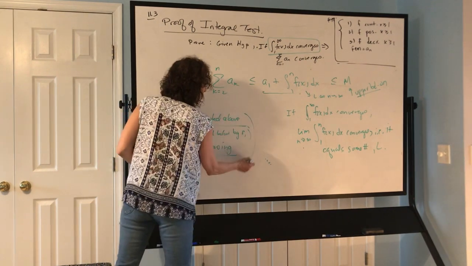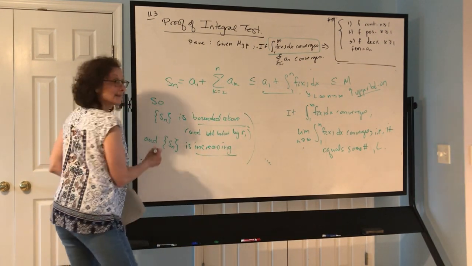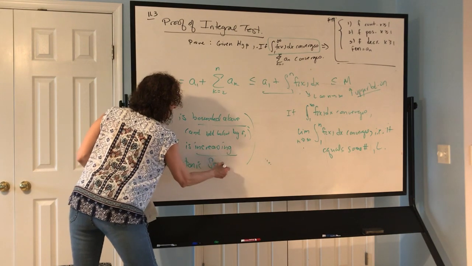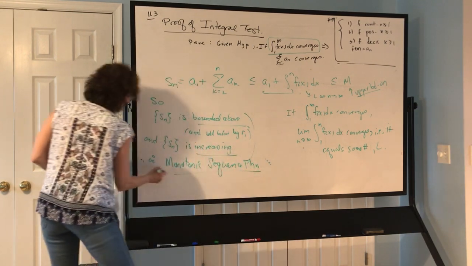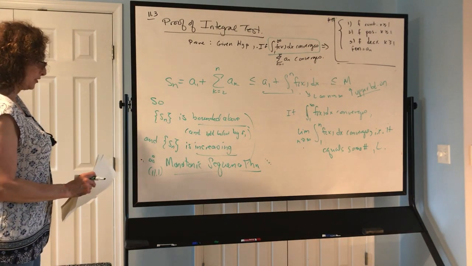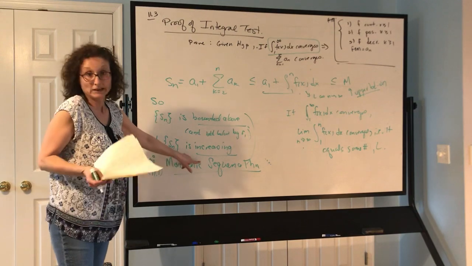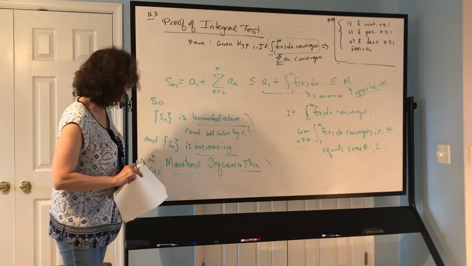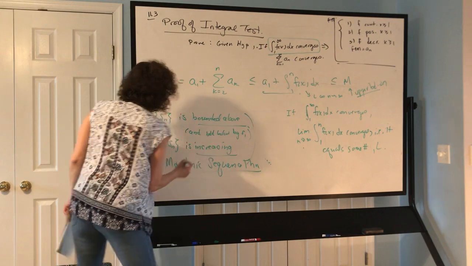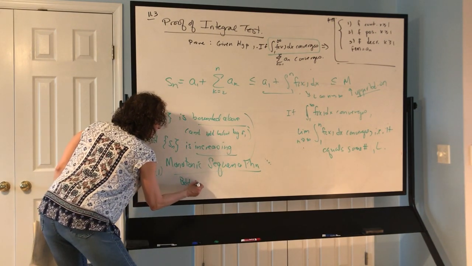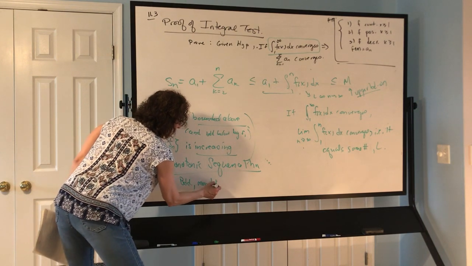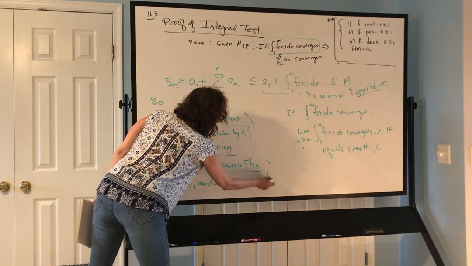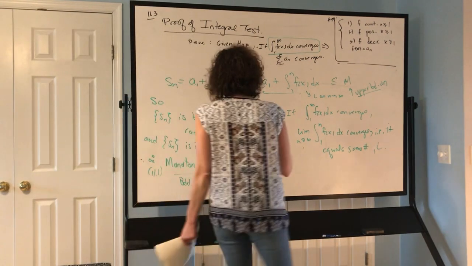What does that tell us? Did I hear somebody say it? Monotonic sequence theorem. Where do we see that? 11.1, right? What does the monotonic sequence theorem say? If I have a monotonic, i.e. increasing, sequence that is bounded, bounded above matters here, bounded below is obvious, what do you know? Bounded monotonic sequences converge. So there we have it. Therefore, Sn converges.